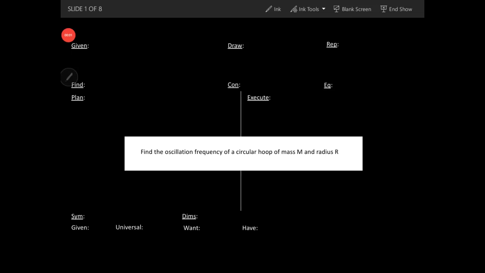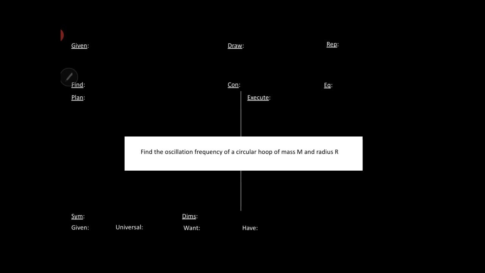Right, so let's do one last one of these. We're going to look at a circular hoop of mass m, this guy here, and radius r, and it's going to oscillate. So basically we're going to look at something like this. It's going to oscillate under gravity. At any particular time it'll have some angle theta. And it's just a hoop going around like that. And that's pretty much all it is.